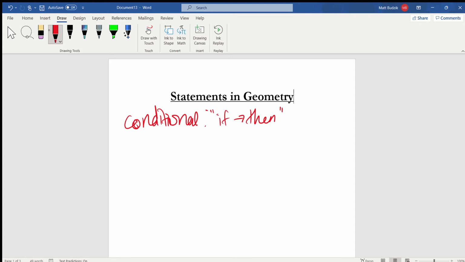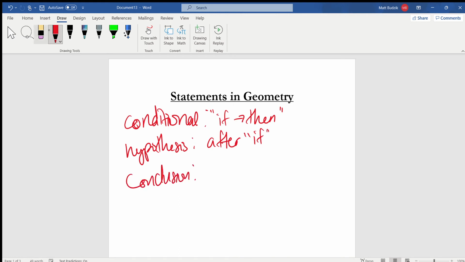My hypothesis is the part of my conditional that comes after my if. And then my conclusion, then, we kind of can figure this one out, comes after then. Oh, spelled after wrong. There we go, after. All right, conclusion comes after then.